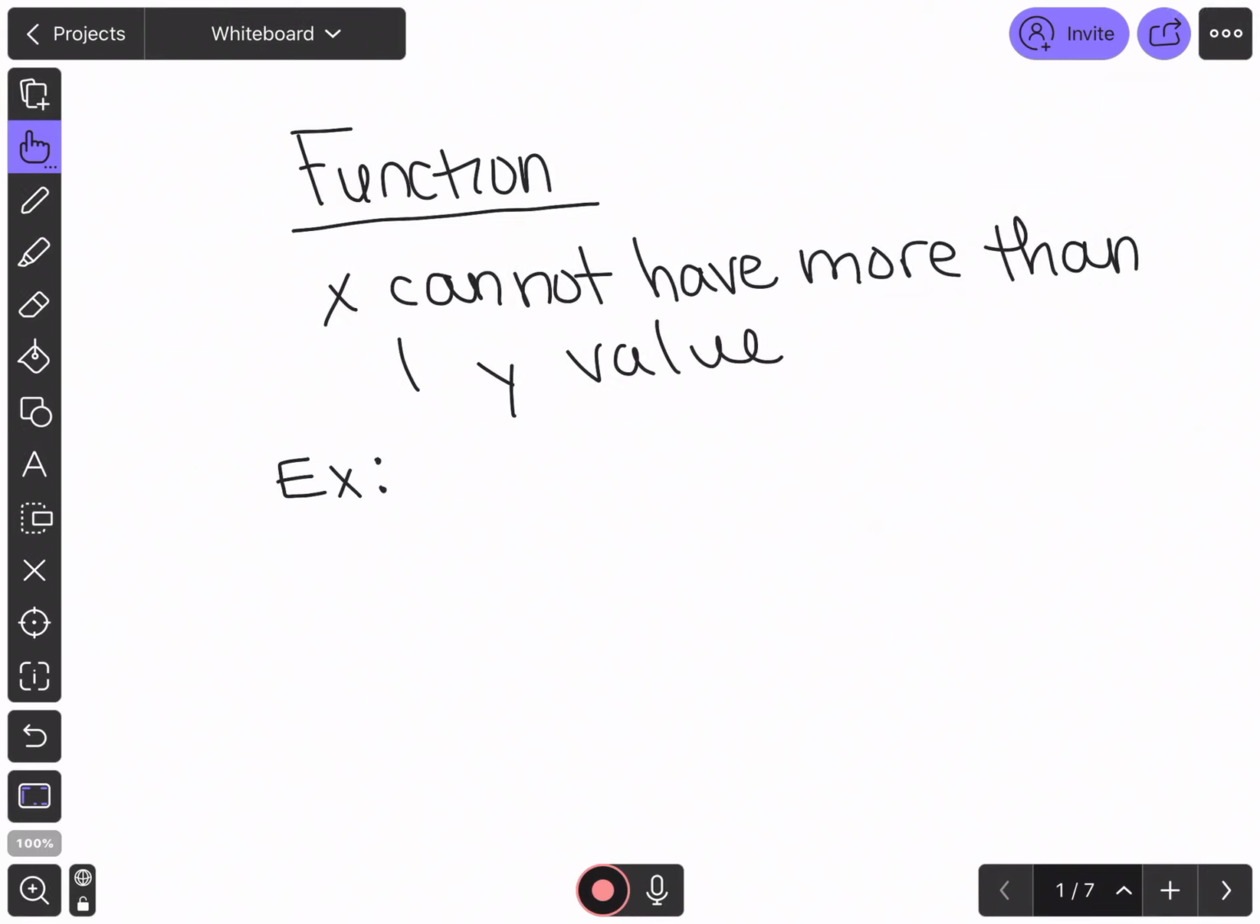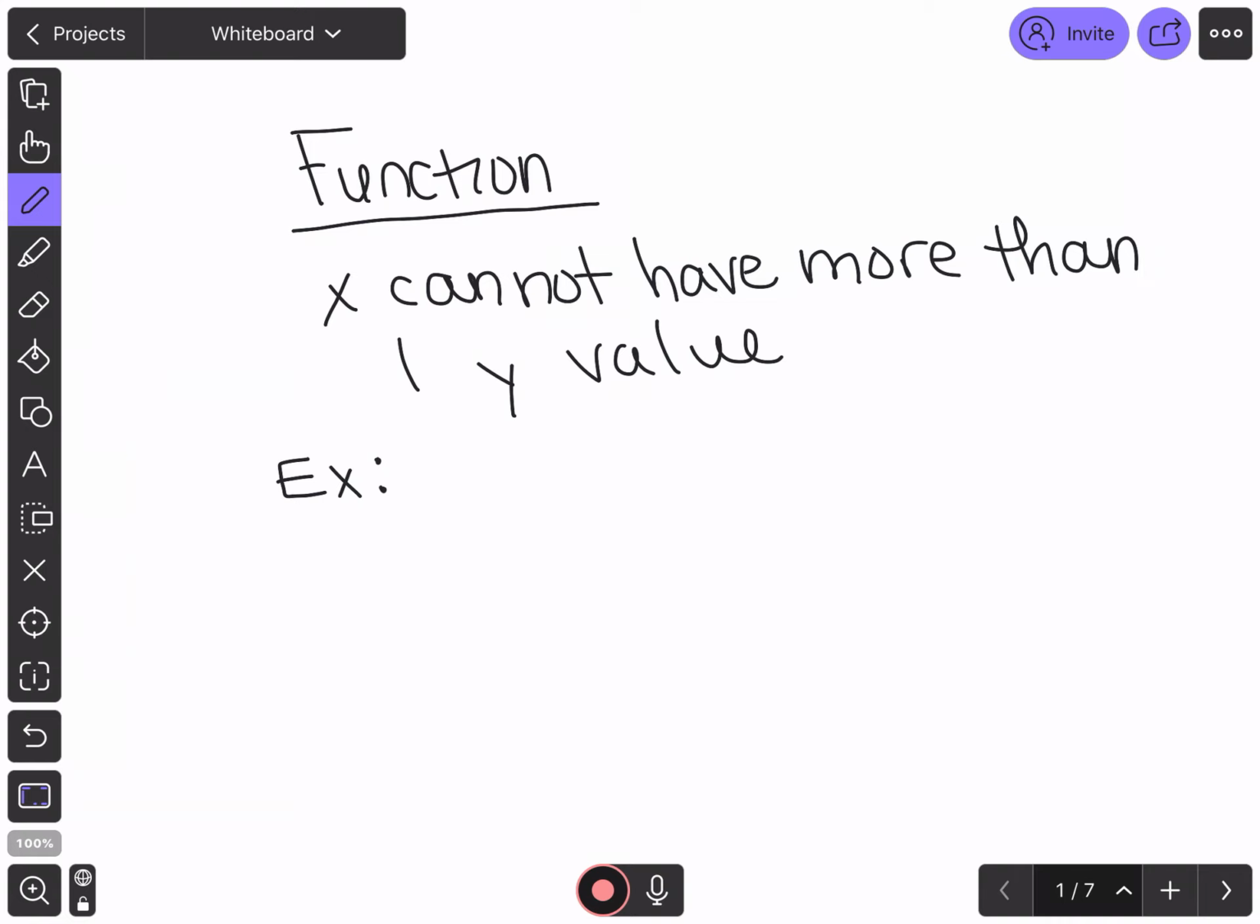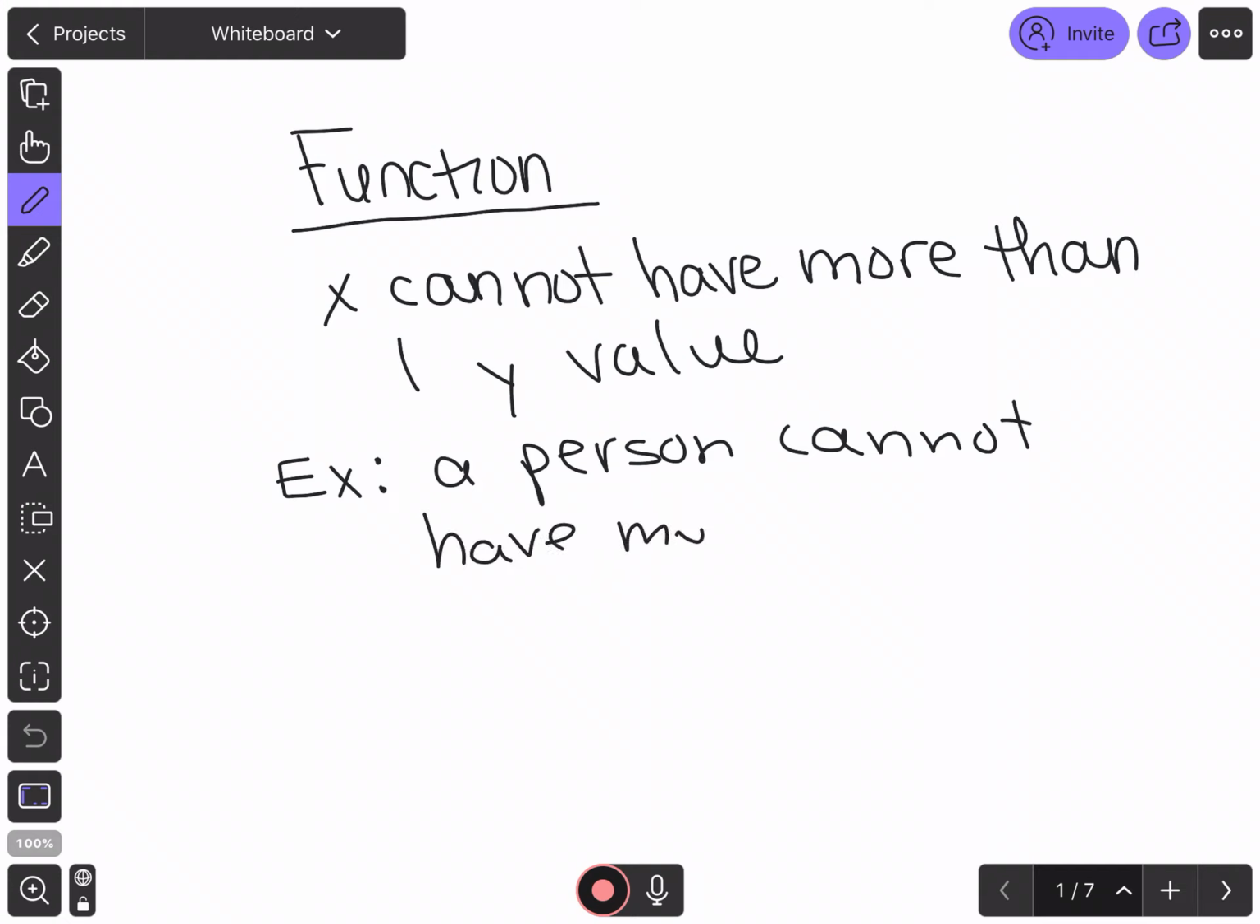Today we're going to review functions and what determines a function. Functions state x values cannot have more than one y value. A good example of a function are people and birthdays. A person cannot have more than one birthday.